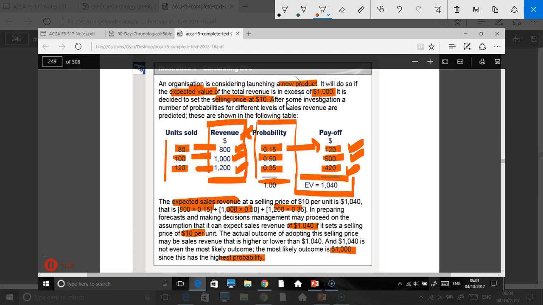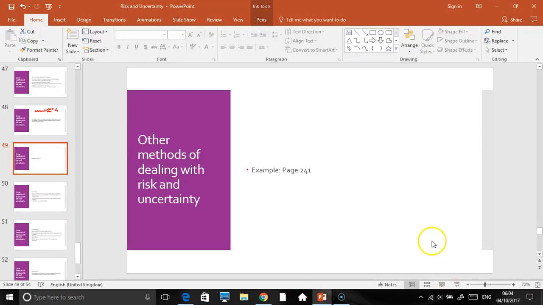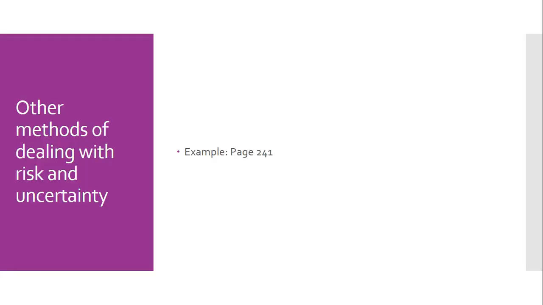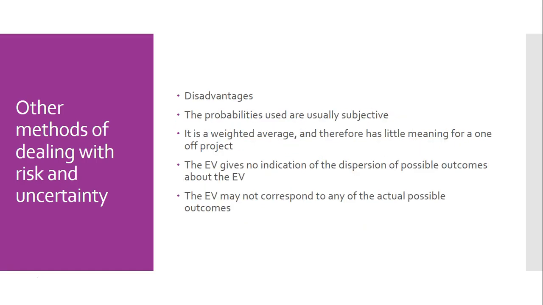Great. So that's the first one. Let's quickly look at some of the advantages. We have reduced our range of probabilities to a single number, resulting in an easier decision. They're relatively simple. We're finding the probability of an outcome, multiplying it and adding it all together. And that's that.